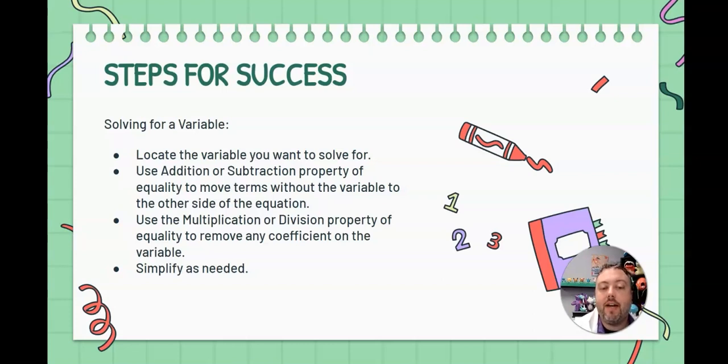Then we have to get rid of any coefficients on our variables. So that's where we're going to use the multiplication or division property to get rid of any of those coefficients so that we can get our variable by itself. And if any simplification needs to occur, make sure you do that.